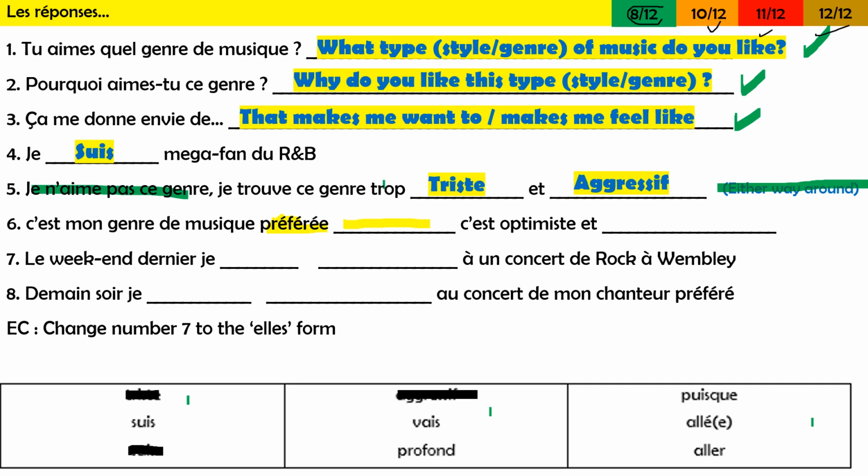There is no parce que. So, what was the synonym we learned for parce que last time? Puisque. Voilà. Puisque means like since or because. So, it's my favorite type of music since it's optimistic and j'ai besoin de quelque chose de positif.